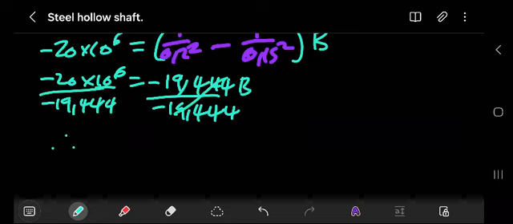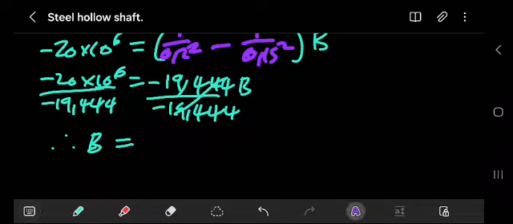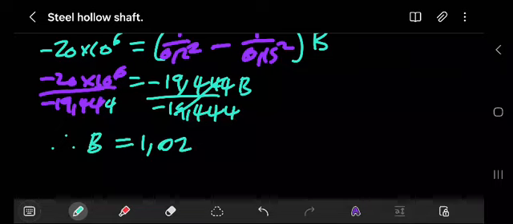This and this will cancel. Therefore, B will be equals to what? Simply I punch that: minus 20 times 10 to the power of 6 divided by negative 19,444. Right. This is same as 1,029 times 10 to the power of 6. It's a value of B.